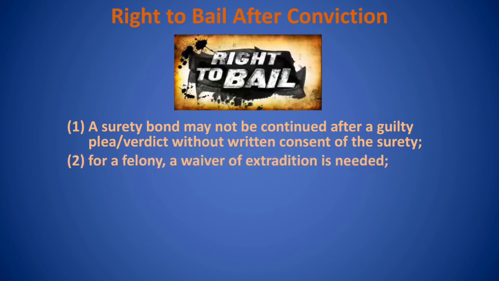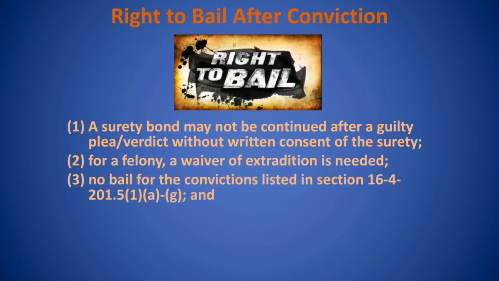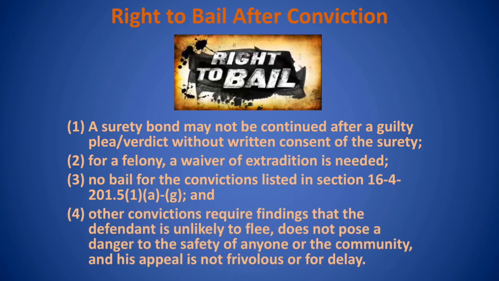Second, following a conviction for a felony, the court must require, as a condition of the bail bond, a written waiver of extradition. Third, no bail is allowed if the defendant is convicted of certain offenses listed in Section 16-4-201.5, subsections 1A through G. Finally, even assuming the conviction in question is not on that list, the court may not set bail unless it finds that the defendant is unlikely to flee and does not pose a danger to the safety of any person or the community, and that his appeal is not frivolous or is not pursued for the purpose of delay.